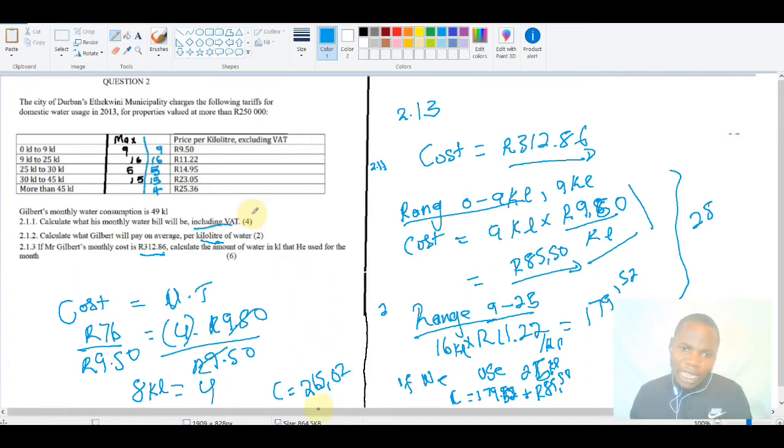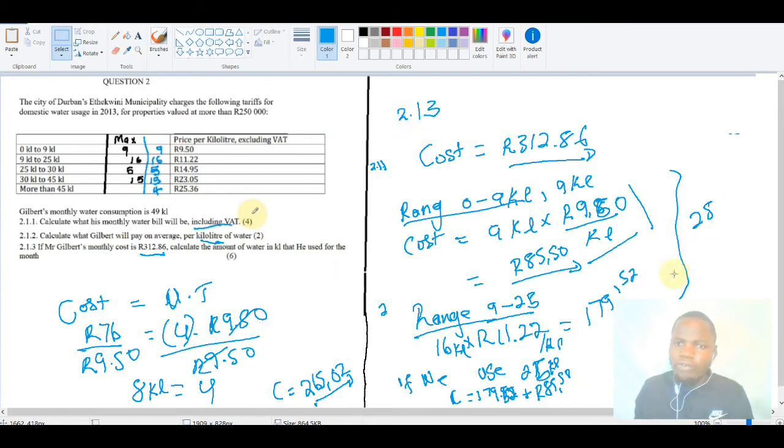So what is the answer? The answer is still less than the monthly cost. That means this guy has used more than 25 kiloliters of water, but we don't know exactly how many kiloliters of water he has used. Okay, so now we continue.